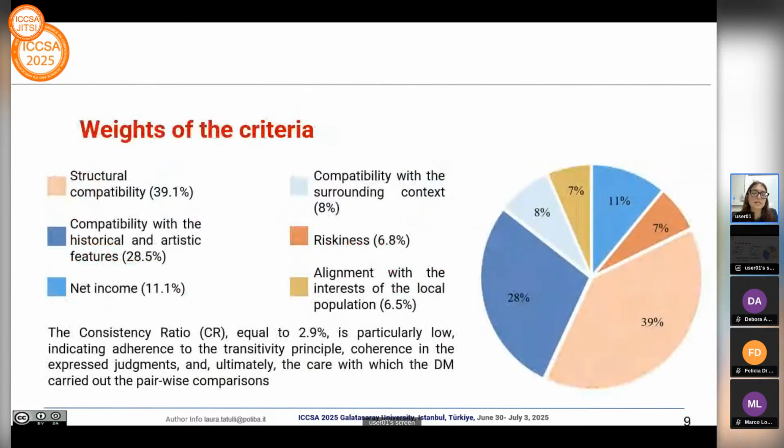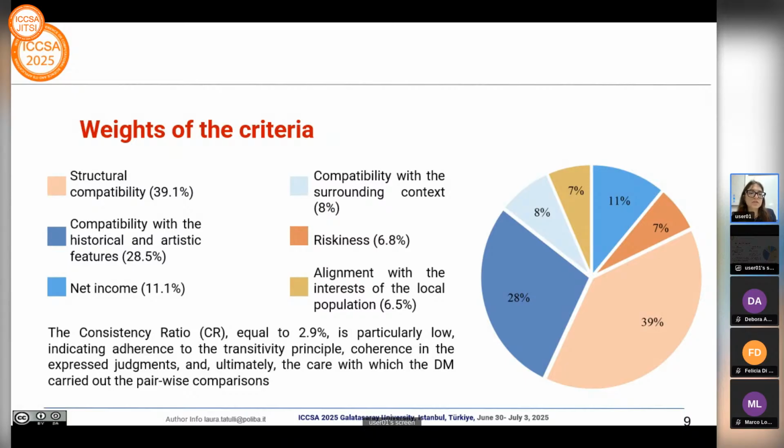Those are the weights identified for the different criteria considered, and the most influential one is the structural compatibility. That is so because in the DM's opinion, the need to preserve and guarantee the conservation of the building was fundamental in order to have the implementation of any of the alternatives considered. Then the second most influential criteria is the compatibility with historical and artistic features. The others were considered as less relevant, but they have specific weights themselves.